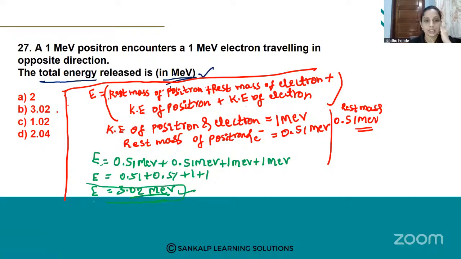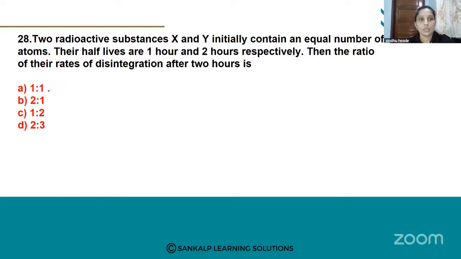So which option is correct? Option B is correct, that is 3.02 mega electron volt. Option A wrong, C wrong, D wrong. Option B is the correct answer. I hope you all understood this. Understood or not? Okay, we'll move to the next.